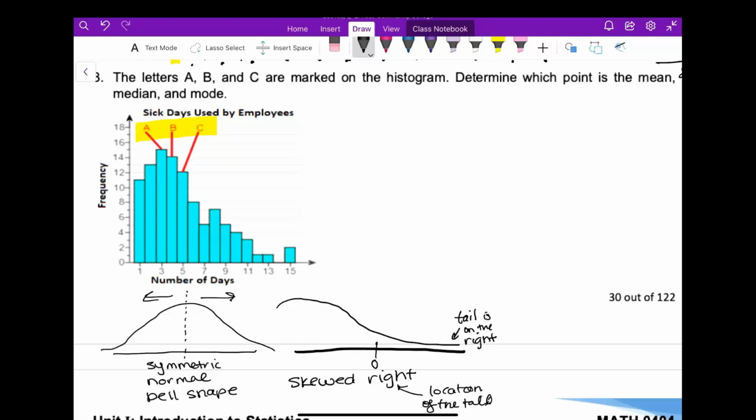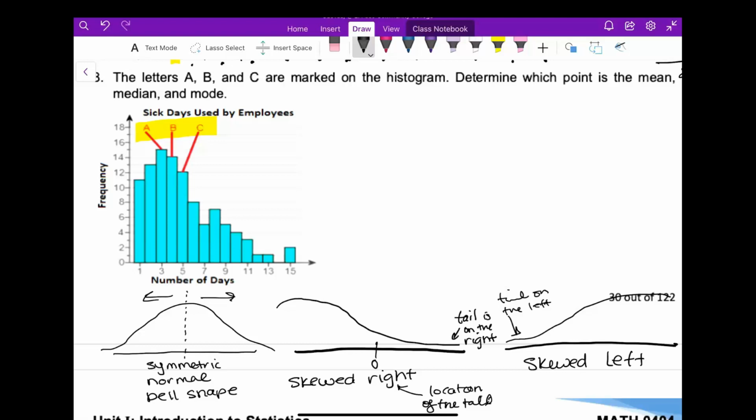Let's take a look at skewed left. I'm going to see the tail on the left and most of the data on the right. So this is said to be skewed left. All right, so these are some important shapes you're going to see throughout our course and throughout Math 1342, which is the normal shape, skewed right, skewed left, and a couple of others, but I wanted to introduce those.